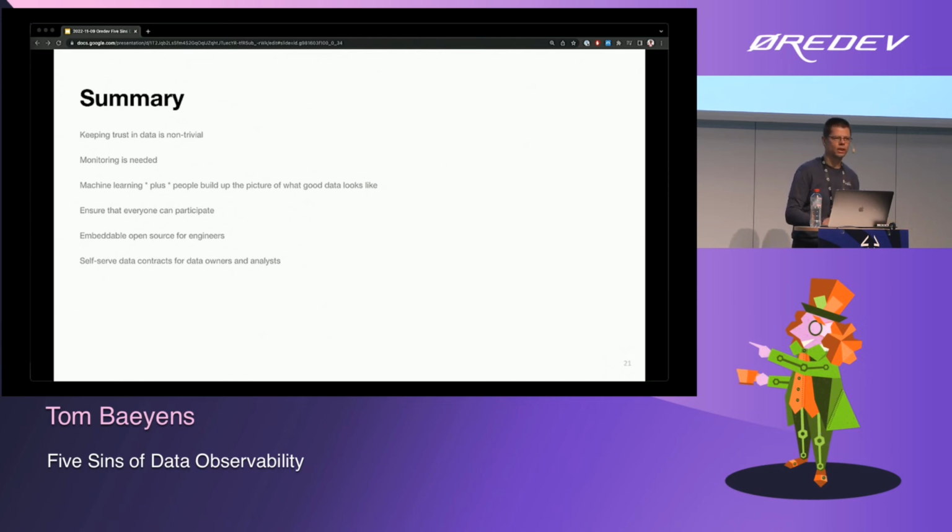Monitoring is really needed, and you need to look at a combination of machine learning plus people to build up that picture of what good data looks like, and make sure that everyone can participate, because the different types of people have different needs as to embedding certain checks into your pipeline versus having a self-service environment where you can contribute those checks. And then data contracts are really important to split up the handovers between the different teams and to create clarity on what's expected.